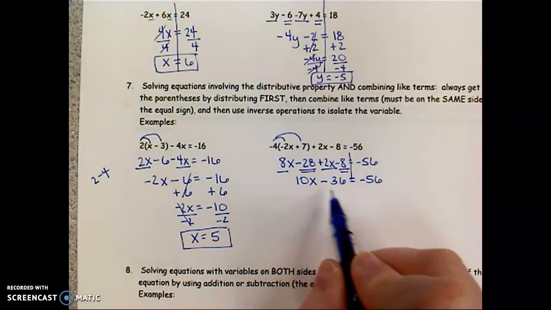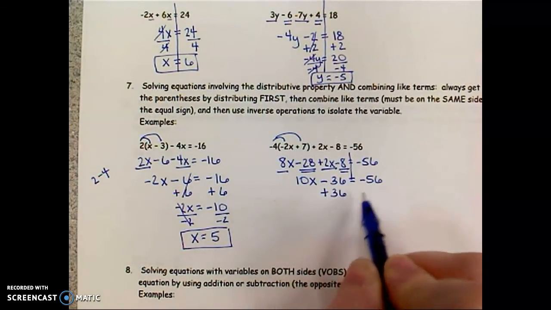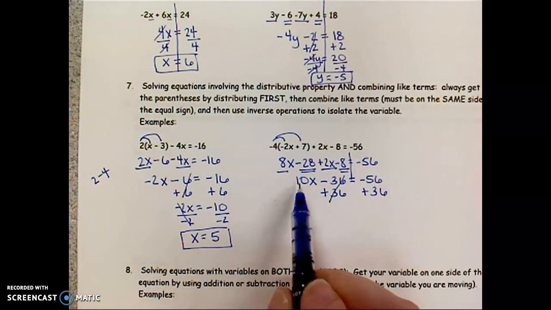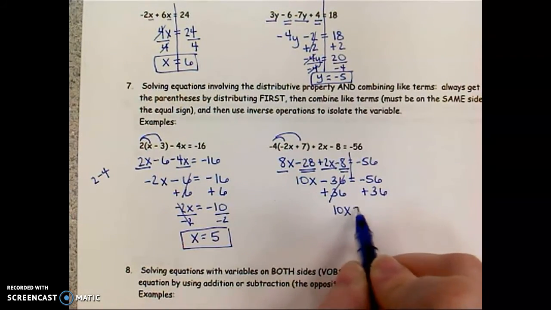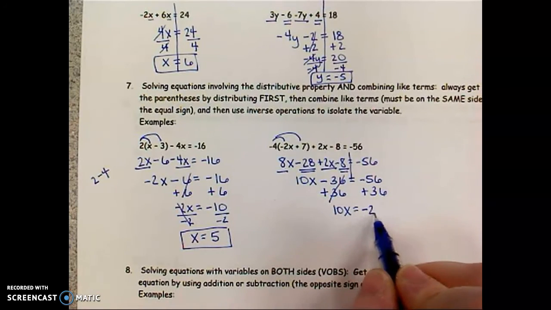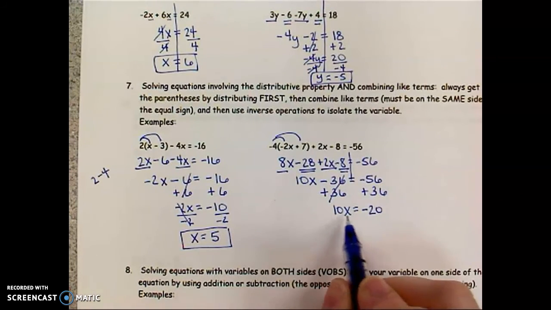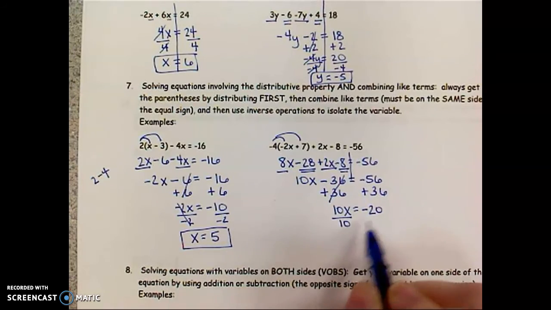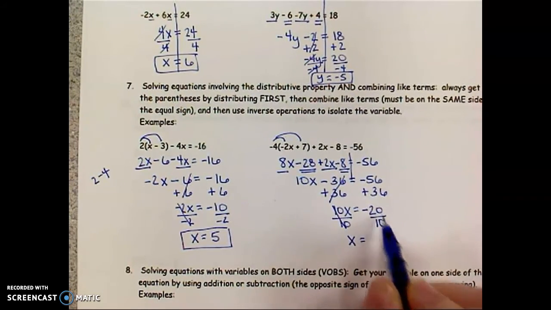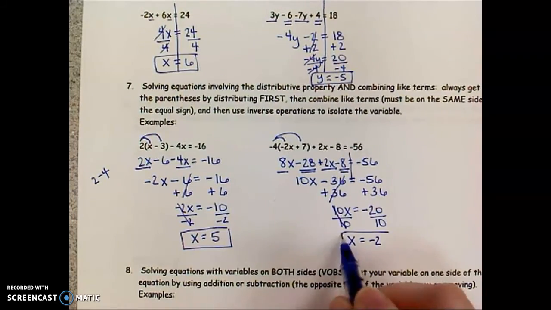Now I can undo the subtraction by adding 36 to both sides. So the negative and the positive cancel, leaving me with 10x on the left side. Negative 56 plus 36 is negative 20. Undo the multiplication by dividing both sides by 10, and I get x equals negative 20 divided by 10, which is negative 2.